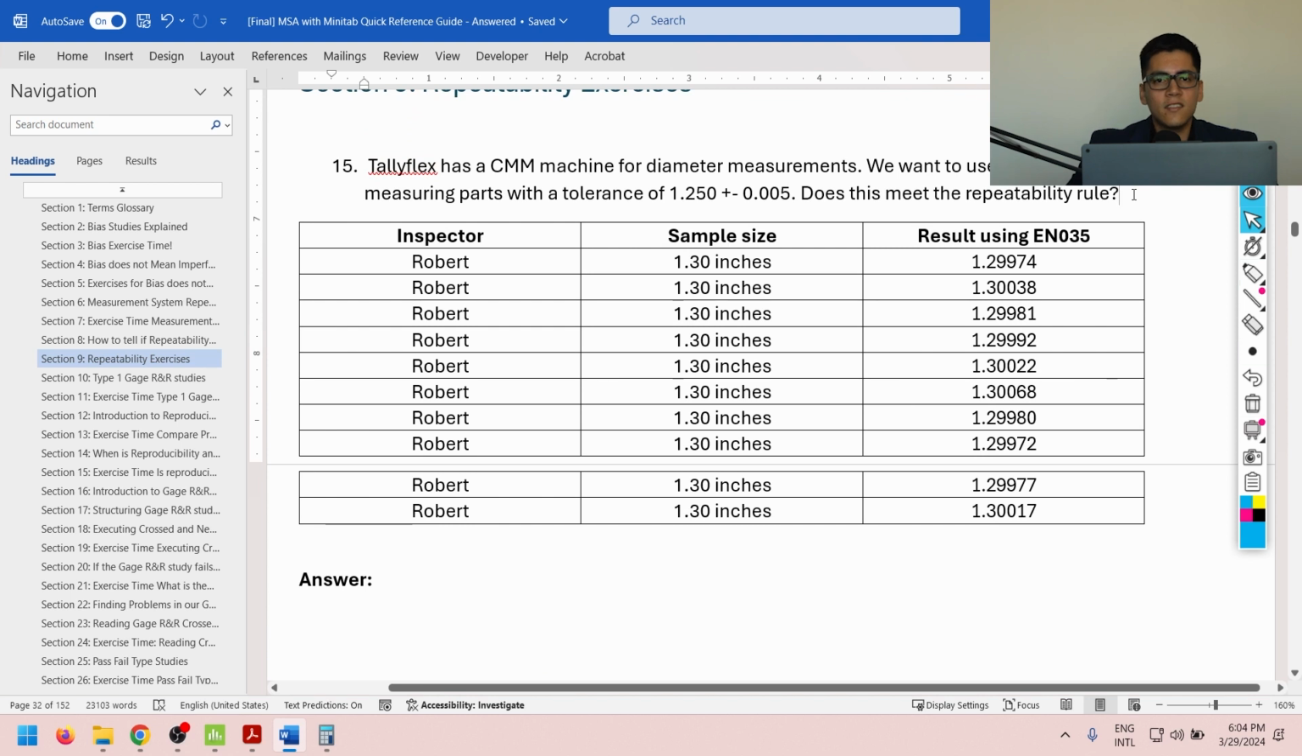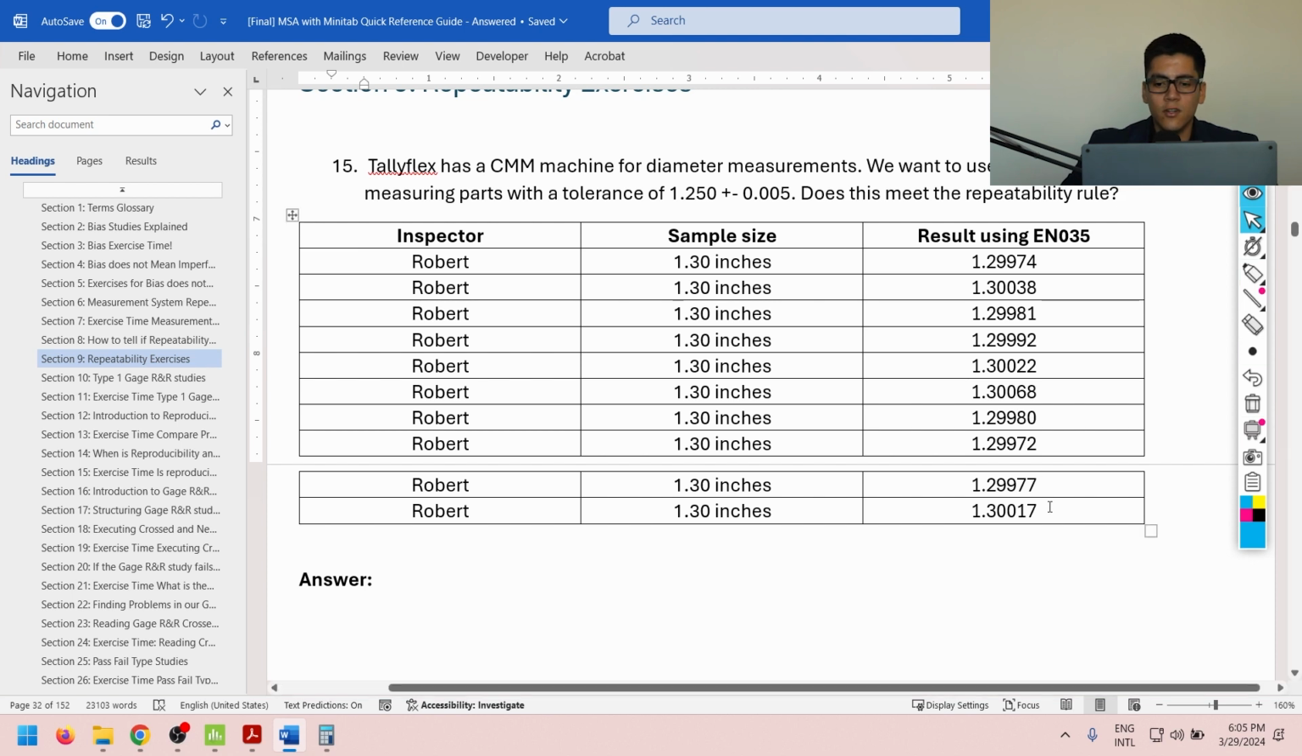Exercise 15 states the following. Tallyflex has a CFM machine for diameter measurements. We want to use this system for measuring parts with a tolerance of 1.25 plus minus 0.005 inches. Does this system meet our repeatability rule? To test it out, we are providing it with a golden sample that measures exactly 1.30 inches, and we're using the same inspector for all inspections.